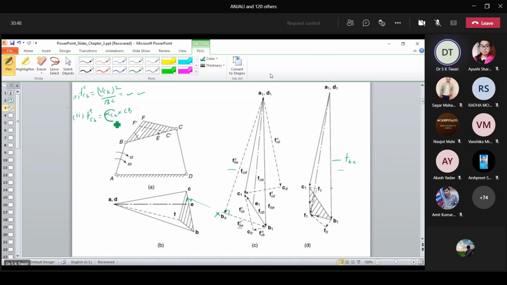But do you know this? No, sir. It means you are having half information. And what's that half information? You don't know the magnitude, but you know the direction. The direction will always be perpendicular to this component. So I will use this concept.